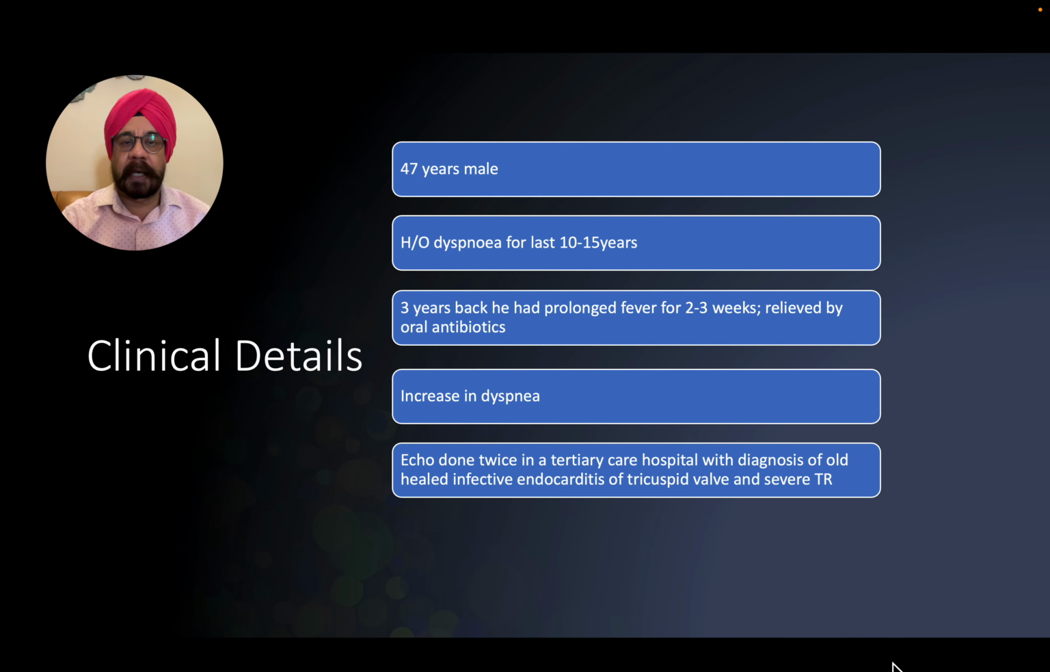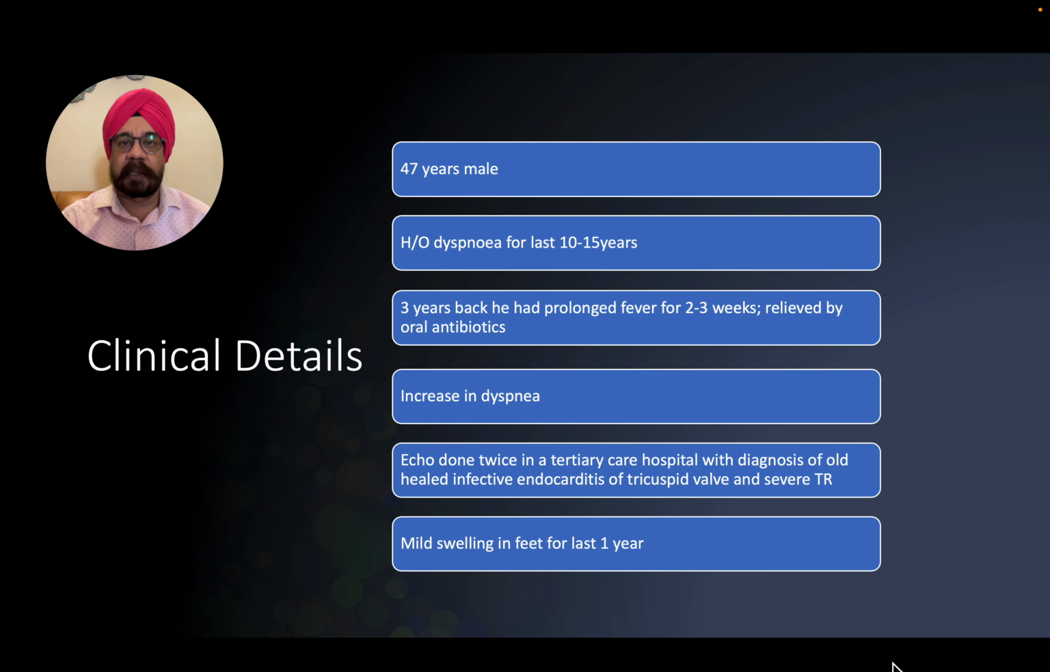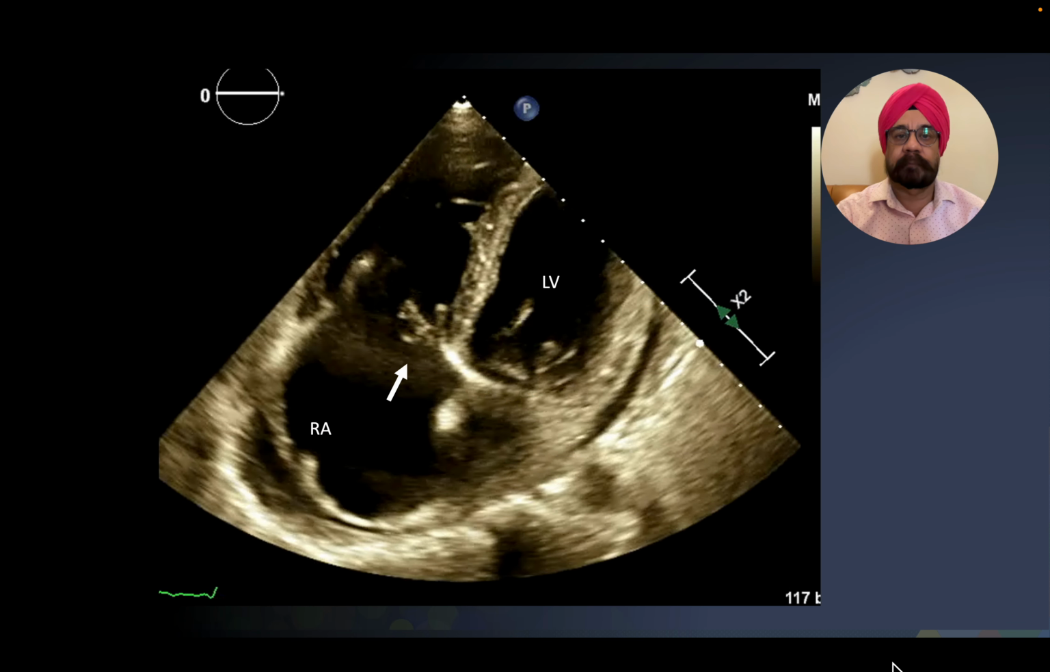And echo was done actually twice or thrice in a tertiary care unit, and the diagnosis given was tricuspid valve endocarditis and a thickening of the tricuspid valve. But this case doesn't have a thickening of the tricuspid valve. I'm going to show you. And of late he is having some mild swelling of the feet, suggestive of congestive heart failure.